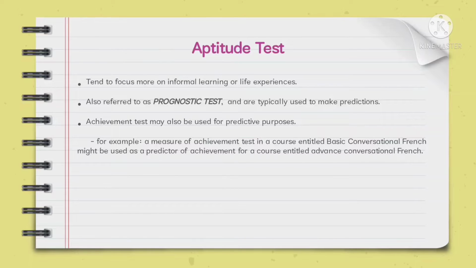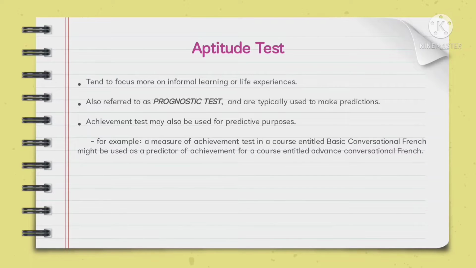Aptitude tests, also referred to as prognostic tests, are typically used to make predictions. Some aptitude tests have been used to measure readiness to enter a particular preschool program, enter elementary school, successfully complete a challenging course of study in secondary school, successfully complete college level work, and also successfully complete graduate level work, including a course of study at a professional or trade school.